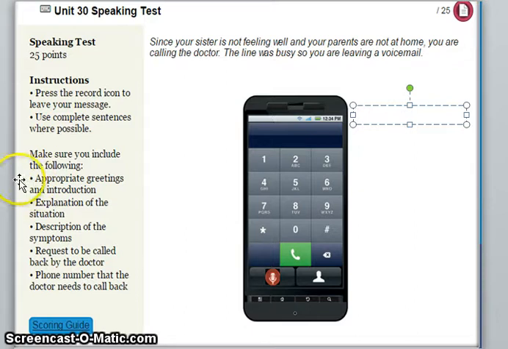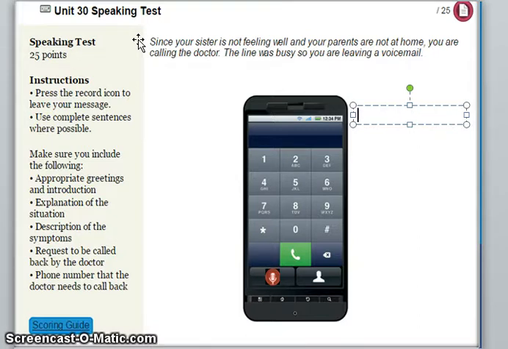So it looks like one of the first things that we want to do is make an appropriate greeting and introduction, explain the situation, describe the symptoms, request to be called back by the doctor, and a phone number that the doctor needs to call you back. So let's see what the prompt is going to be. It says, since your sister is not feeling well and your parents are not home, you are calling the doctor. The line was busy, so you are leaving a message.